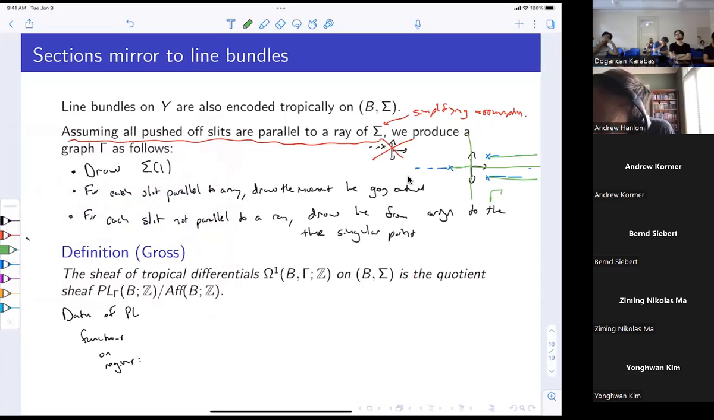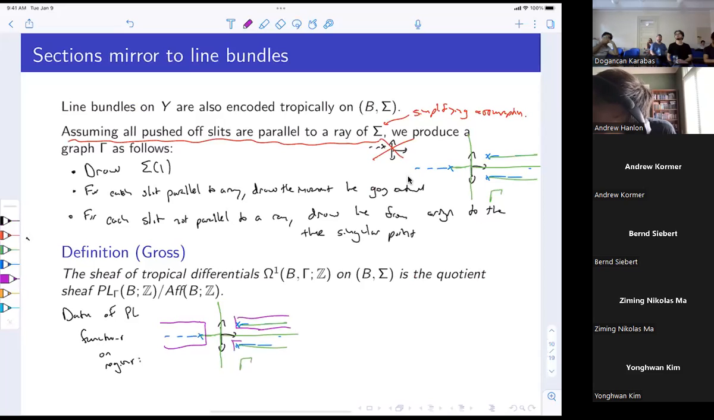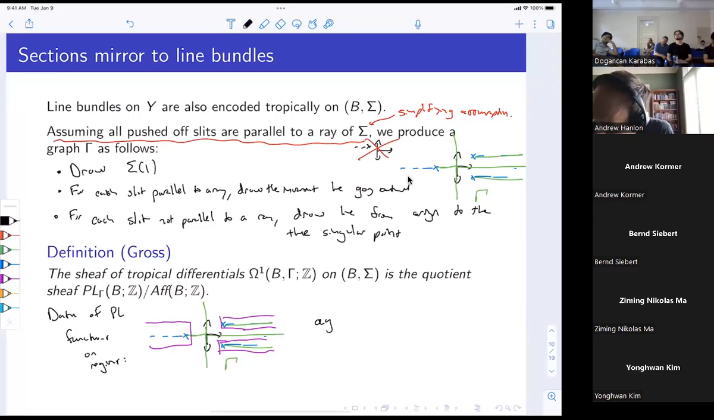So if I copy over maybe this picture, then I have this whole big region. I have these three regions. I have PL functions in these regions that agree up to an affine function on overlaps. Okay.